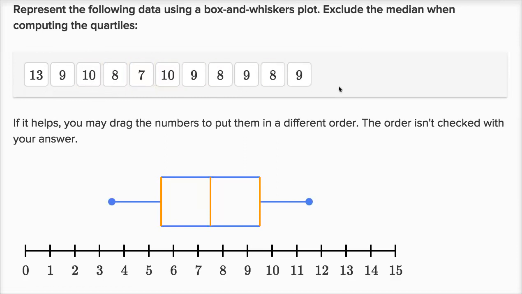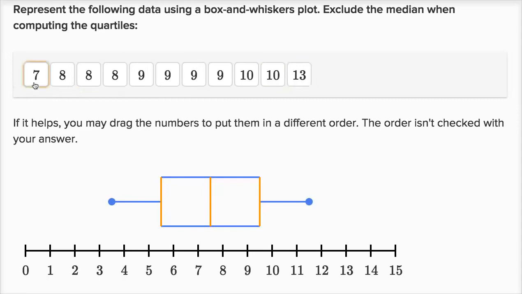Let's order this thing so we can figure out the range of numbers. What's the lowest and what's the highest? So let's see, there's a 7 here. And then we have some 8s. And then we have some 9s. Actually, we have a bunch of 9s. We have 4 9s here. And then 13 is the largest number. There we go. We've ordered the numbers.